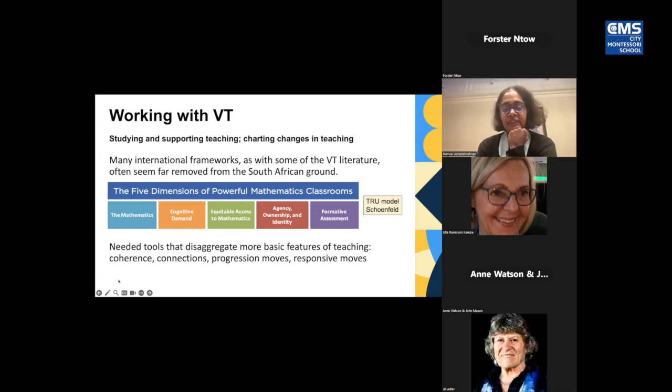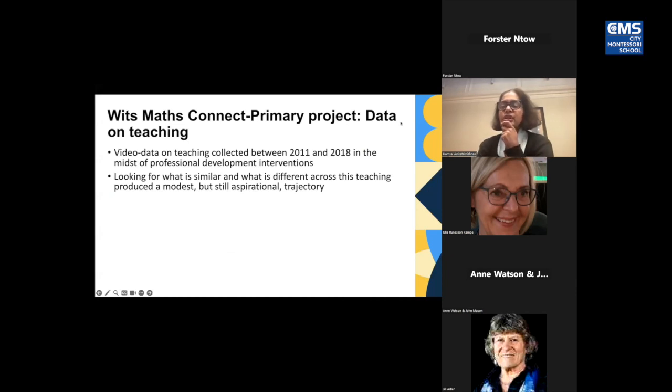And the more basic features of teaching that we were interested in, based on the challenges that I've already talked about, are things like coherence in teaching, connections, teachers making progression moves, and teachers making responsive moves to the kinds of things that they hear children say. So in the VIPS Maths Connect Primary project, which was the name of the project we were working with, we were collecting video data on teaching over time. The first spell of that was between 2011 and 2018. But I know Tony Essien, who's leading that project now, is still working on video-based data collection of teaching now. So it is an ongoing enterprise.